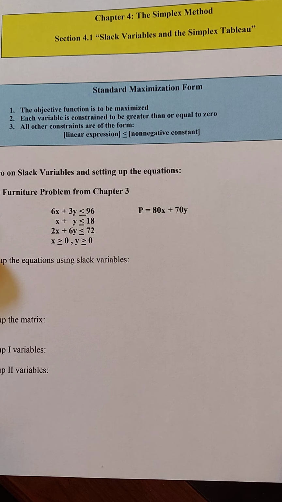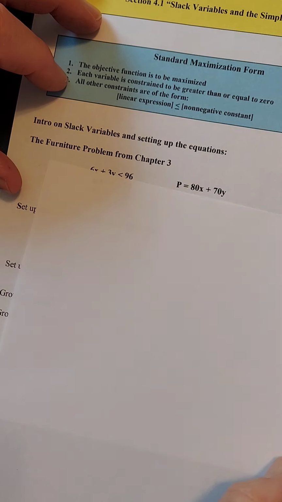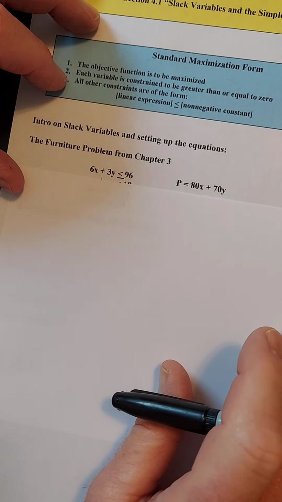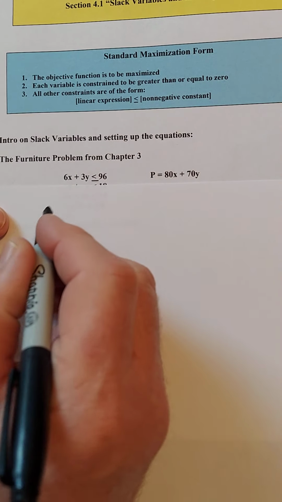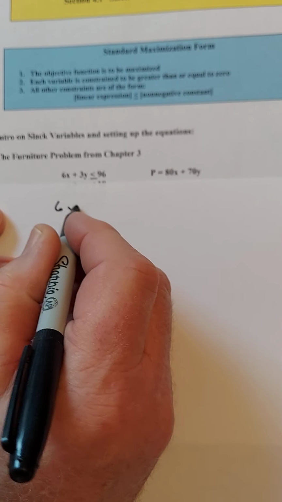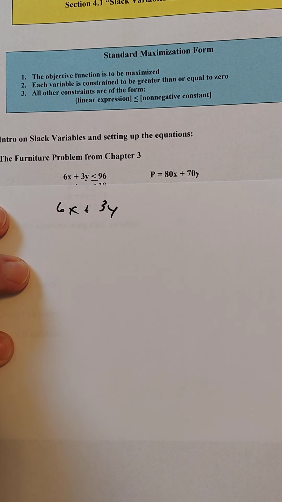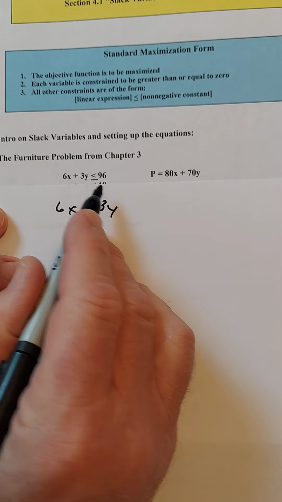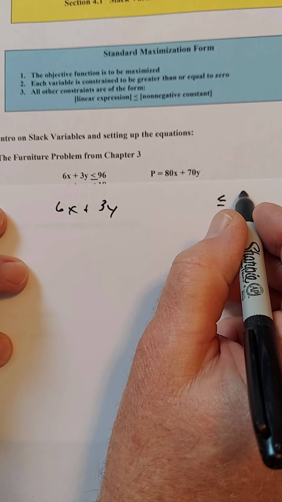Okay, so we want to talk about slack variables. Let's talk about this one right here. And I'm going back, this is the furniture problem we had in chapter 3. Well, let's just say we got 6x plus 3y, and we know that's less than or equal to 96. So let me just write that over here.